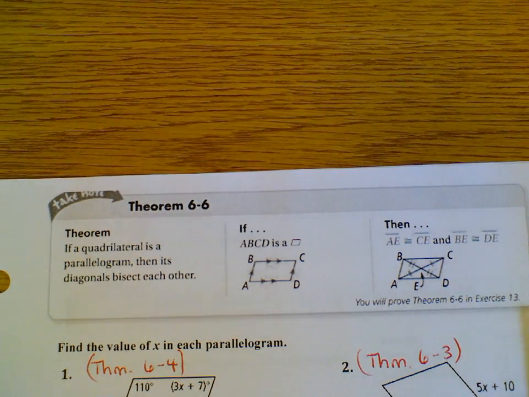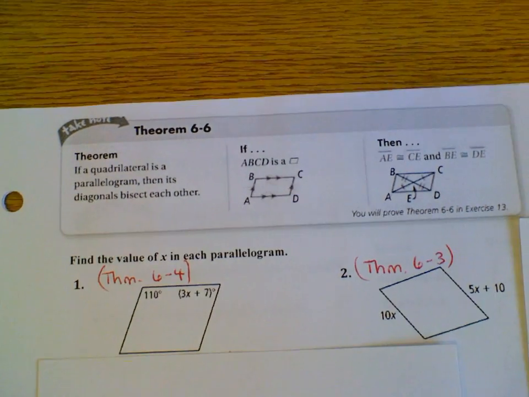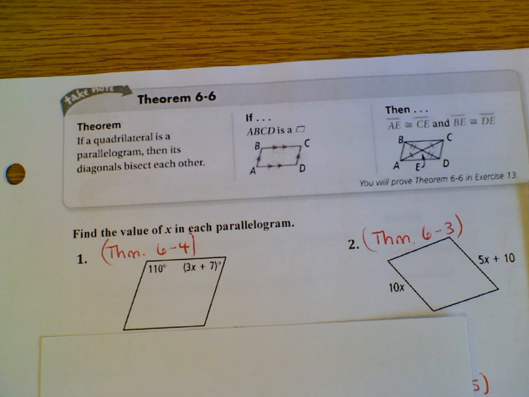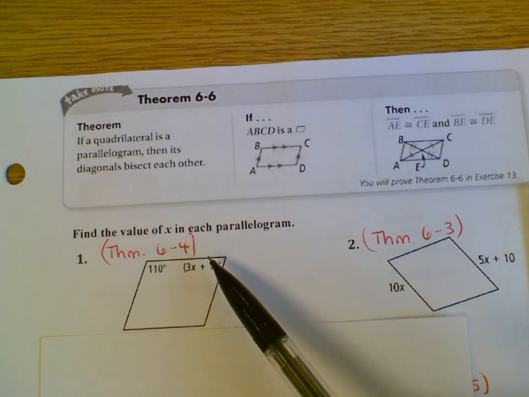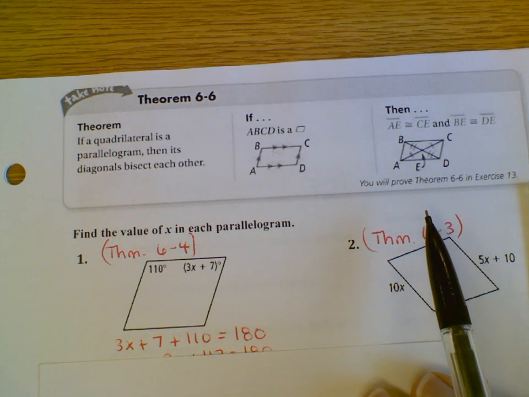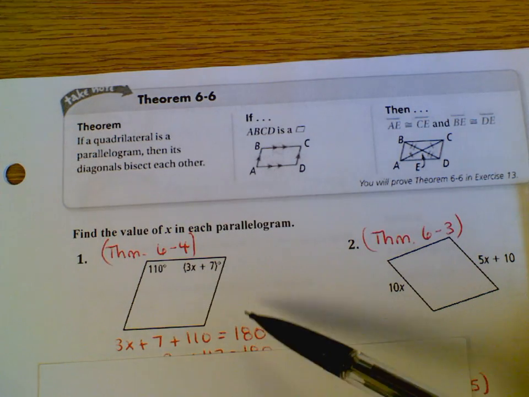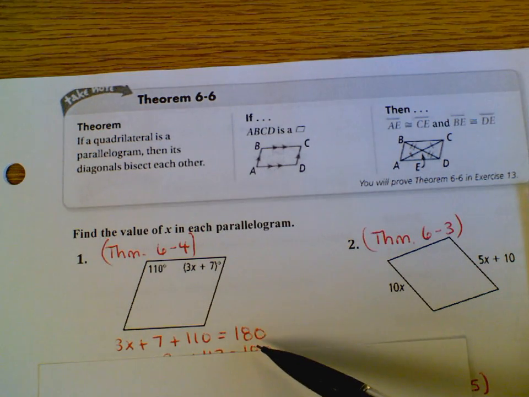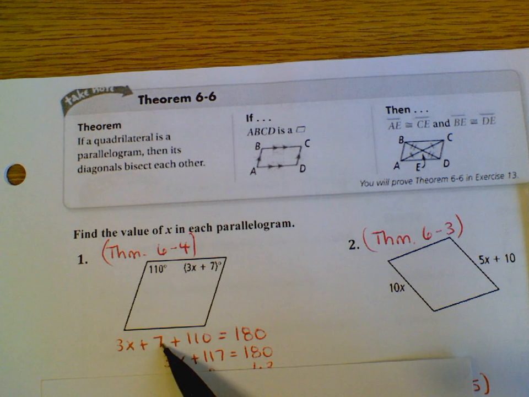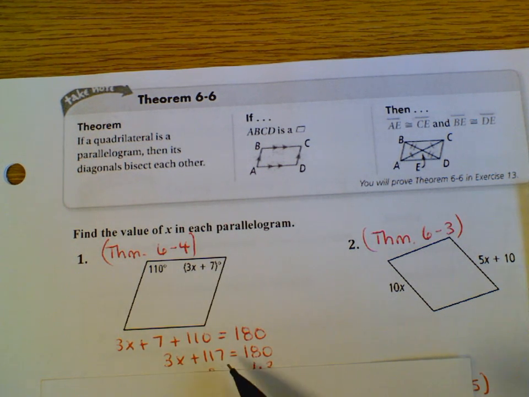So your first diagram, you have a parallelogram, and it's asking you to find what x is. So if you go back to your theorems, theorem 6.4 would be the one that we want to apply, because the consecutive angles will always be supplementary. So I can add these two angles to equal 180. So 3x plus 7 plus 110 would equal 180, and then I just do some algebra to solve. So I combined my like terms and got 117, subtracted 117 from 180 and got 63, and then divided by 3 and got 21.